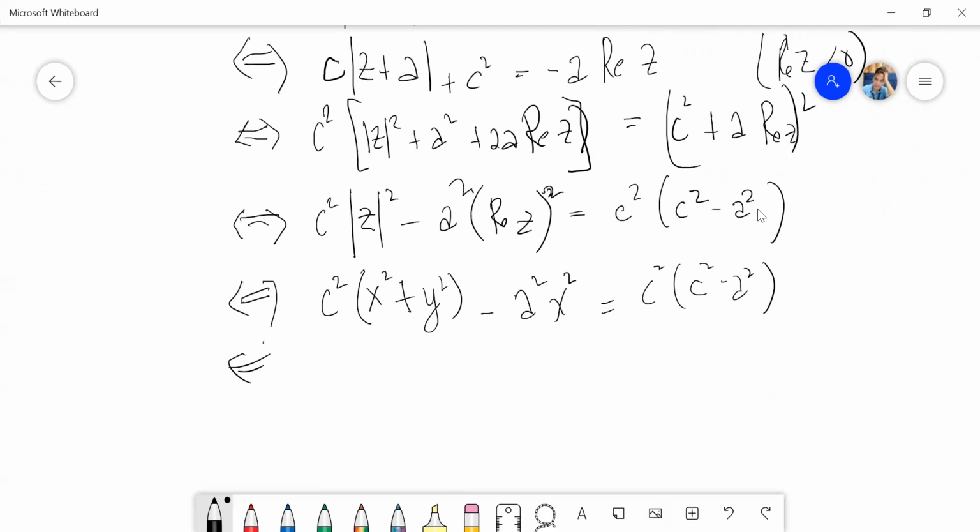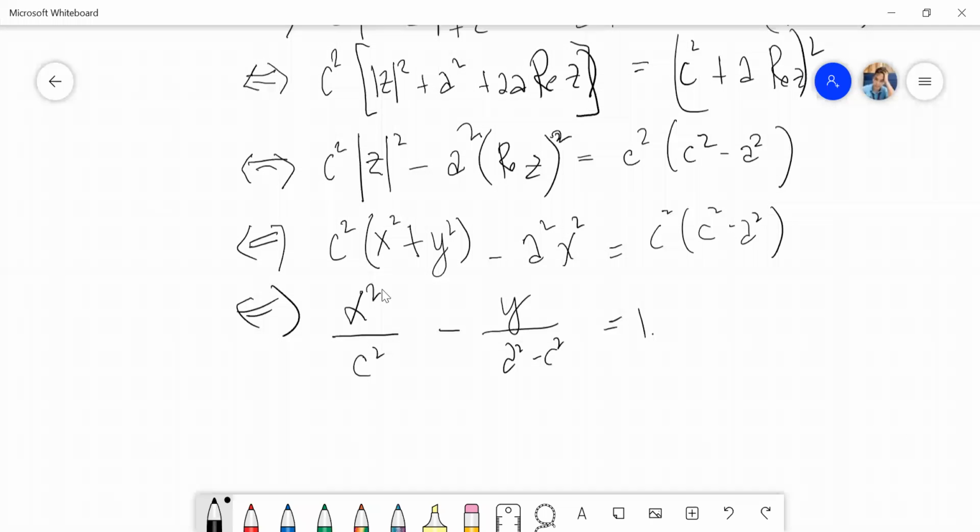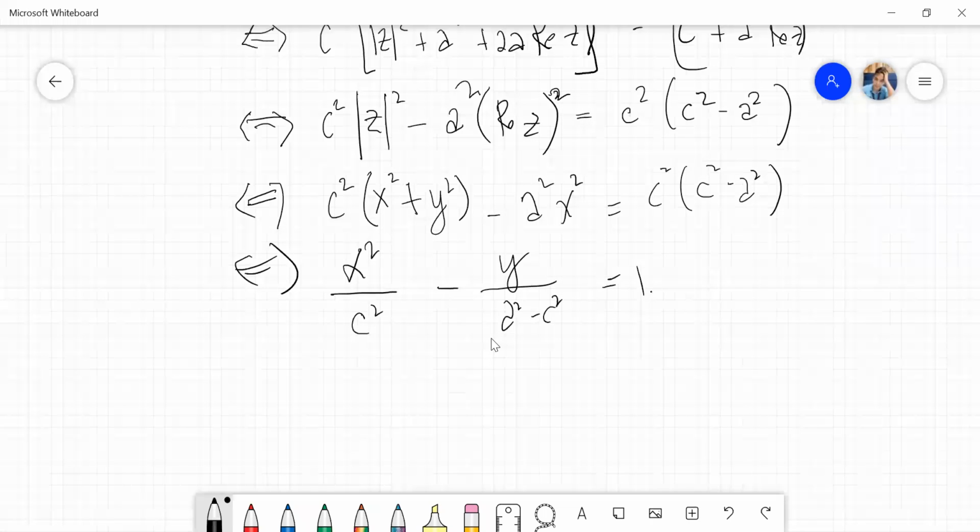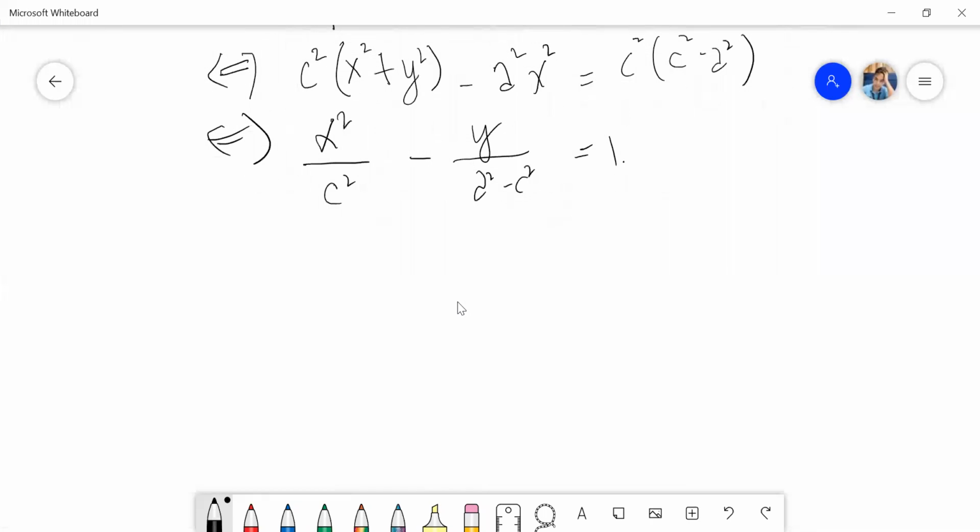And simplifying, dividing both sides by this expression, I would get x squared over c squared minus y squared over a squared minus c squared equals 1. So dividing both sides by this expression, and I will have to do simple manipulation, and you would arrive with this. Okay, now that you got this equation, I think this is quite familiar. This is quite common already. I have this in my previous video.